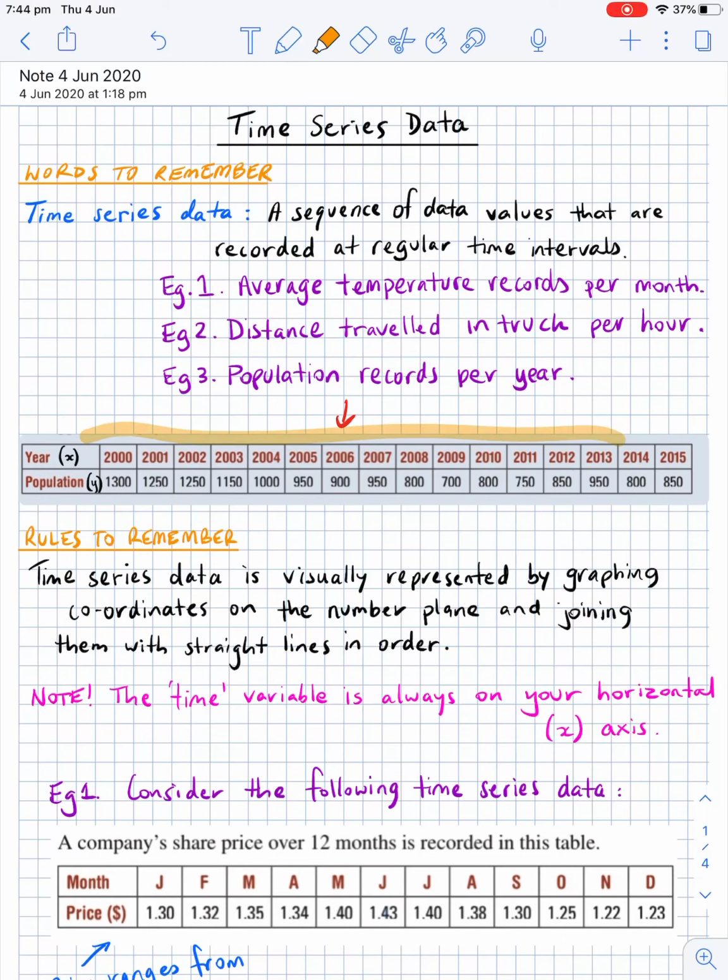So this is what the data can look like. You'll notice that your time in years is going up by one each time. They're recording it every single year, which is why it's going up one year at a time. And you can see down the bottom, the population is changing over time. It's really important to understand that your x variable is always going to be your time, and the other variable, whether it's population or distance or temperature, is going to be your y value.